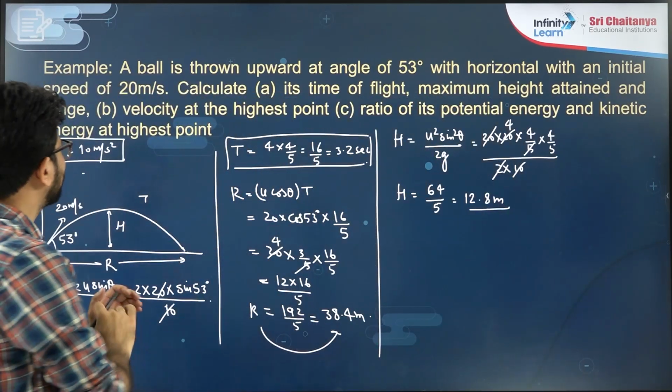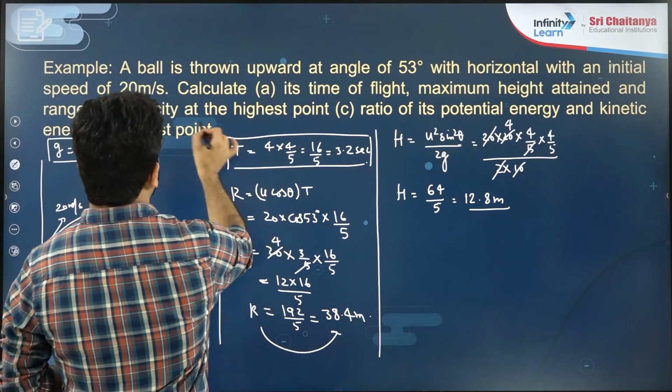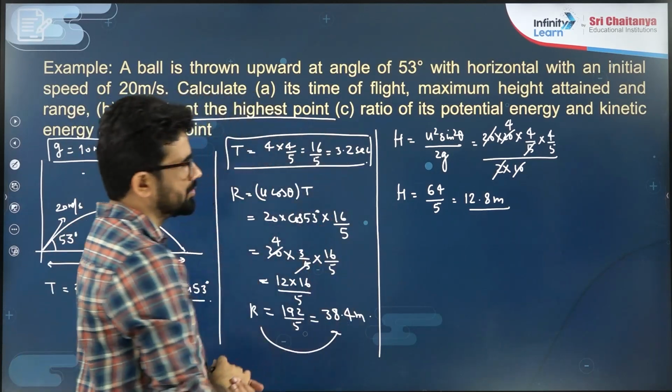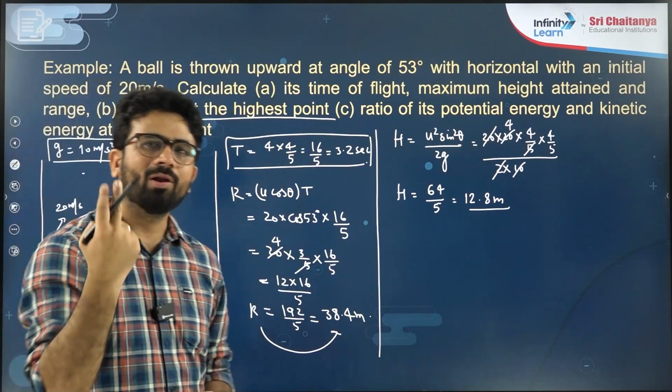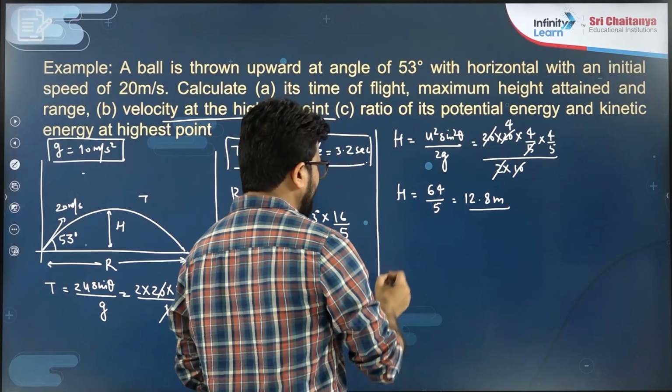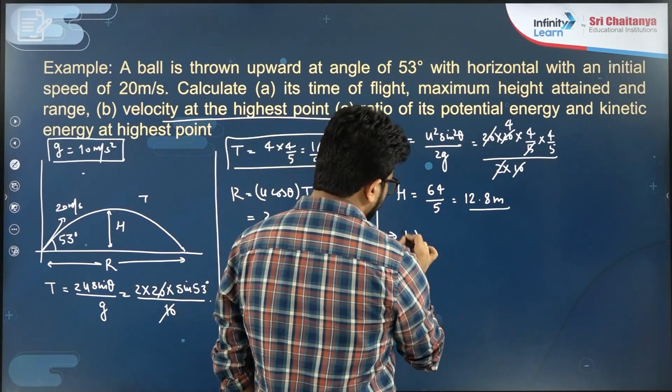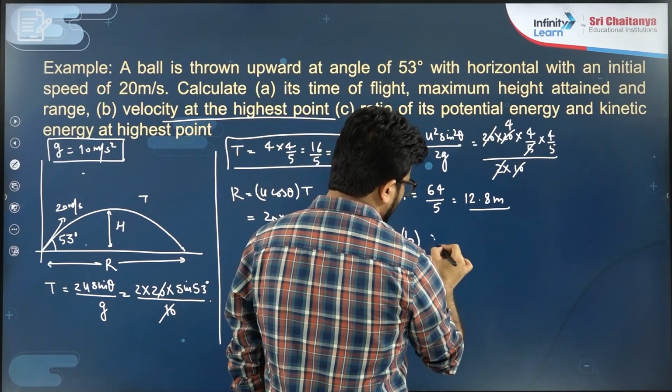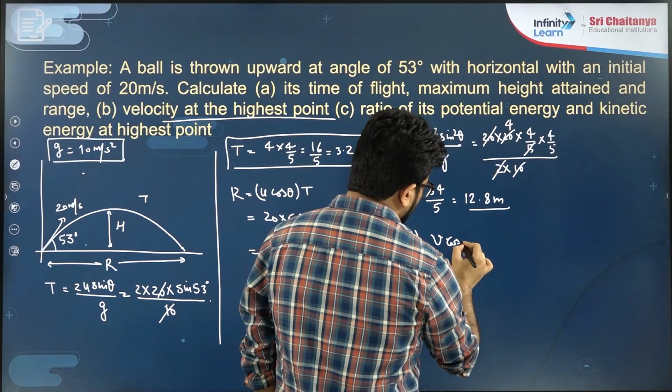Now focus on the second part, the velocity at the highest point. So I told you the velocity at the highest point has only one component, that is u cos theta. So the second part is nothing else, velocity at highest point is equal to u cos theta. How much?